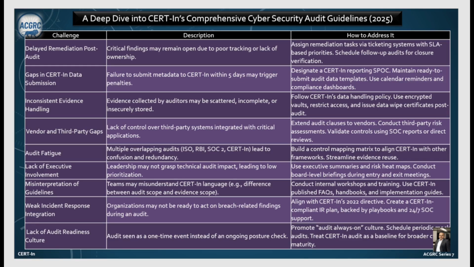The next major challenge is the audit seen as a one-time event instead of an ongoing posture check. This is a case wherein we have a lack of audit readiness culture in the organization. To address this, you can promote an audit always on culture. You schedule periodic audits. Treat certain audits as a baseline for broader organization maturity.